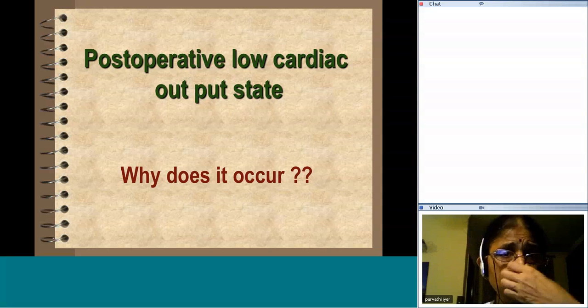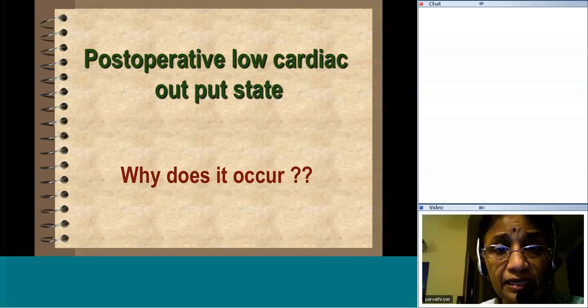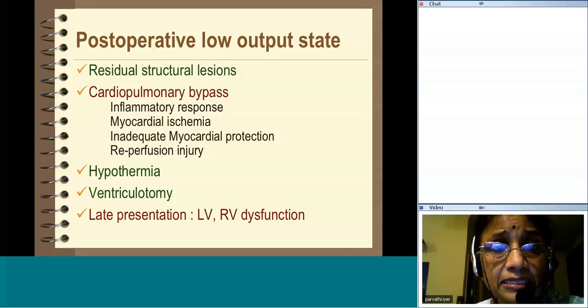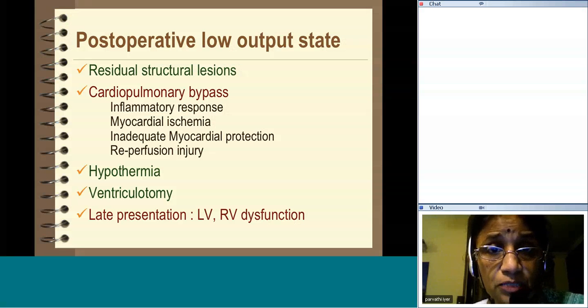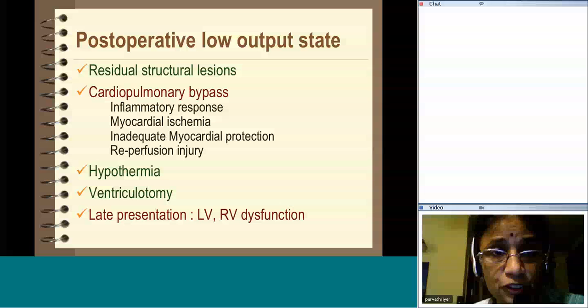So now let's look at postoperative low cardiac output state and why it occurs. This slide enumerates the various reasons why postoperative low output state occurs. One of the commonest causes is residual structural lesions which have been inadvertently left by the surgeon.